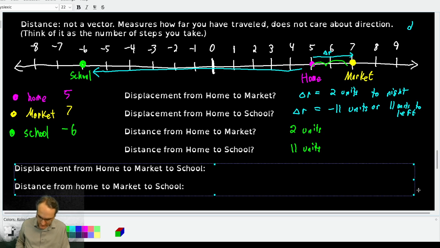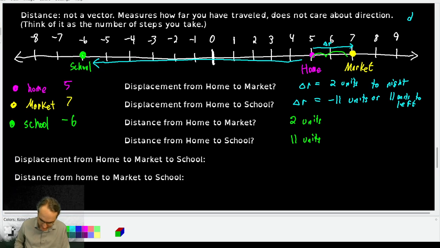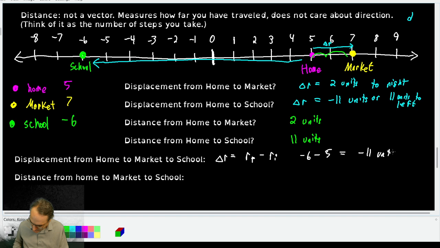Alright, so for displacement, we are really only going to care about delta r, which is your r final minus your r initial. So in this case, our r final is -6 minus our r initial. Our initial location is at home, which is 5. So it's -11 units, or 11 units, I forgot the t, to the left.